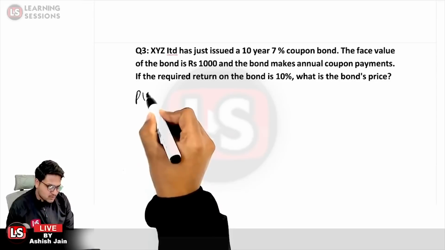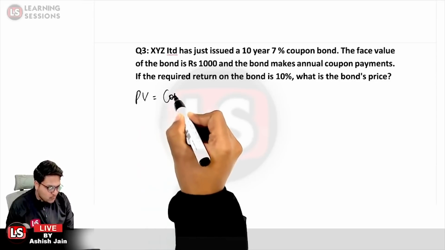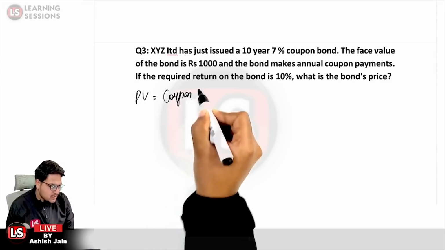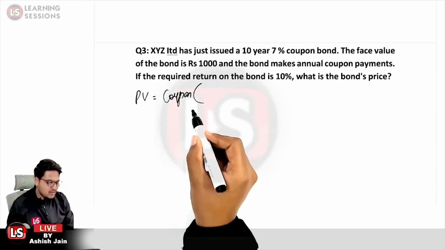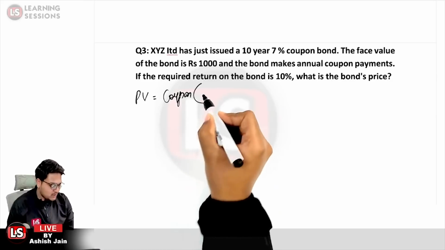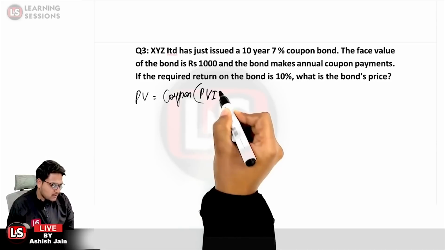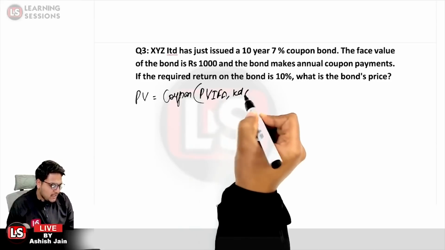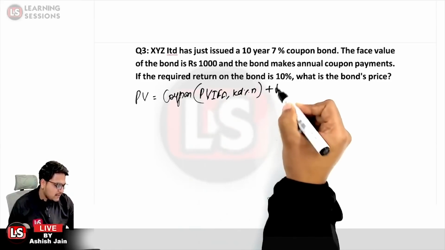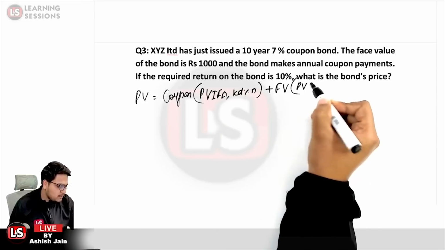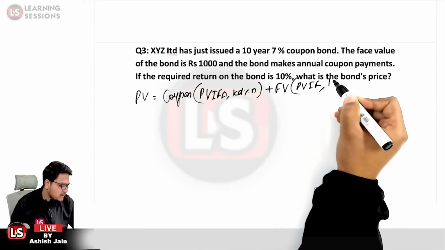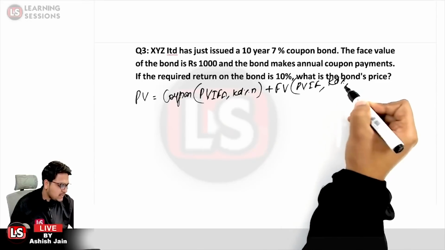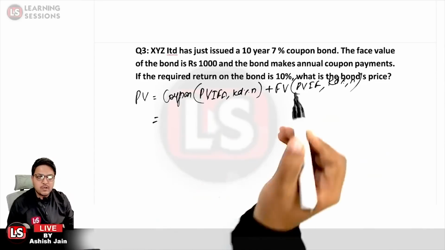So the same formula goes on, that is the present value of the bond over the coupon PVIFA that you need to calculate. Just keep in mind, because the coupon forms an annuity, in that particular case we need to calculate the PVIFA for Kd percentage and N, and for the face value we need to calculate the PVIF, that is the present value interest factor, for the Kd percentage and N. I'm just substituting the values over there.